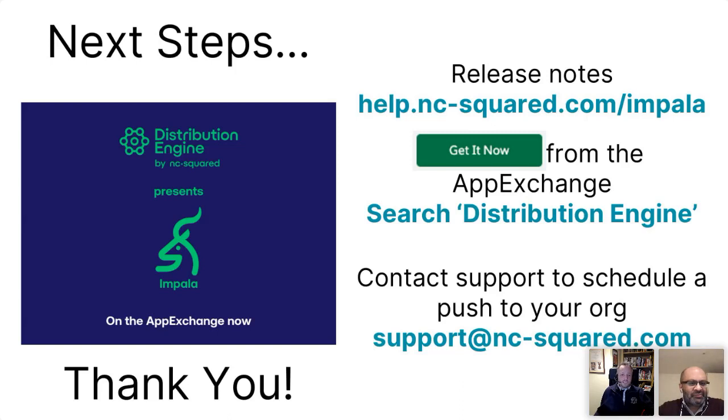Next up, if you are ready to update, you simply need to go to the Distribution Engine App Exchange listing and hit the Get It Now button. Finally, as a reminder, we'll start pushing the new release to customers who haven't yet upgraded in the week commencing January the 15th. If you'd prefer us to push to your org on a different date, or if you have any other questions, please email us on support@nc-squared.com.